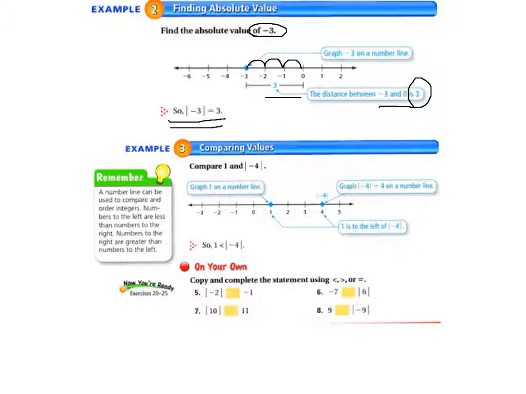So now it says to compare 1 and the absolute value of -4. So we're going to graph 1 on a number line. So they graphed that for us right here. And graph the absolute value of -4 on a number line. So we know that the absolute value of -4 equals 4. So instead of putting this at -4, we are going to put our dot for the absolute value of -4 at the 4.